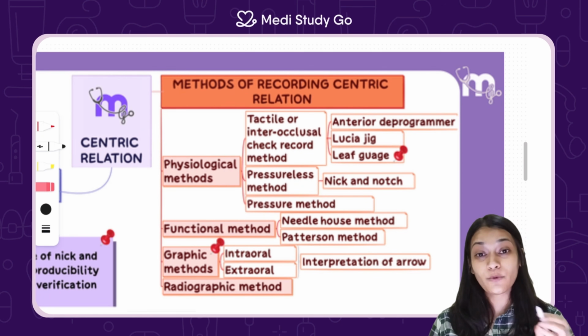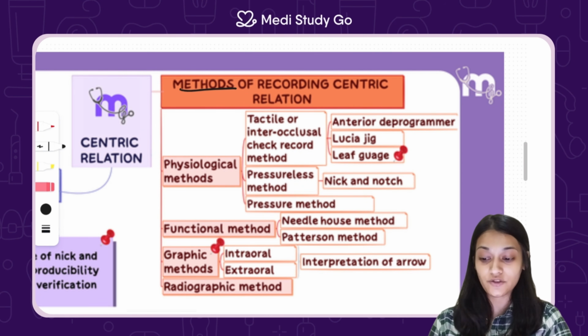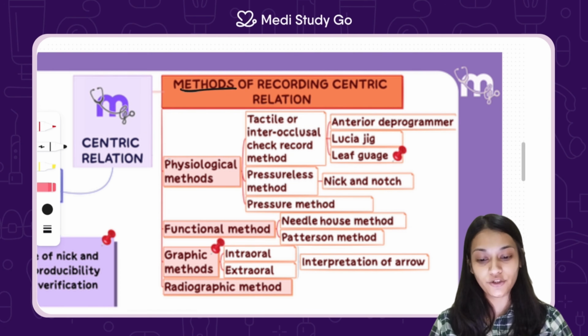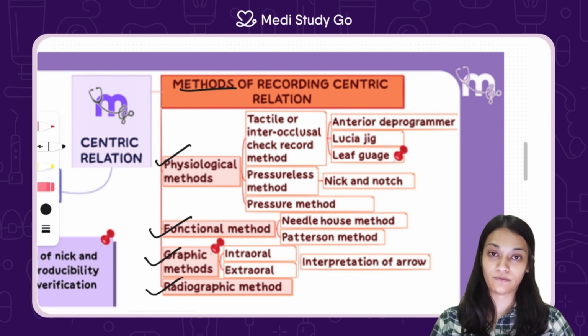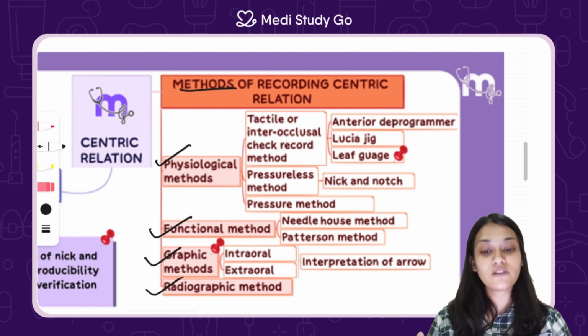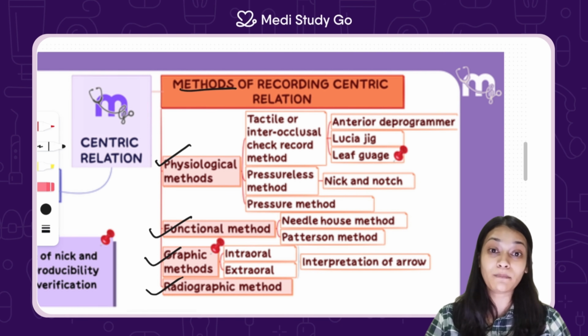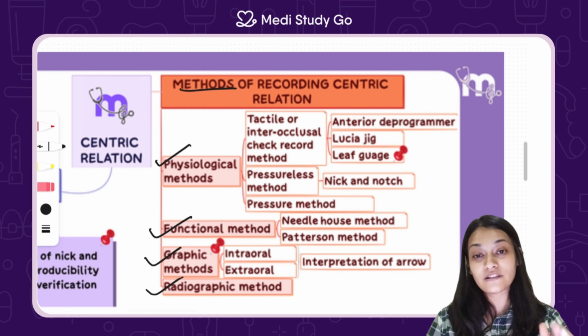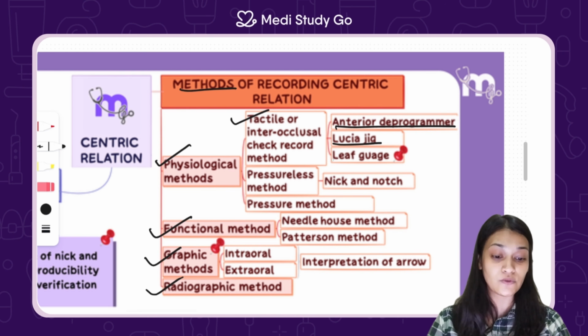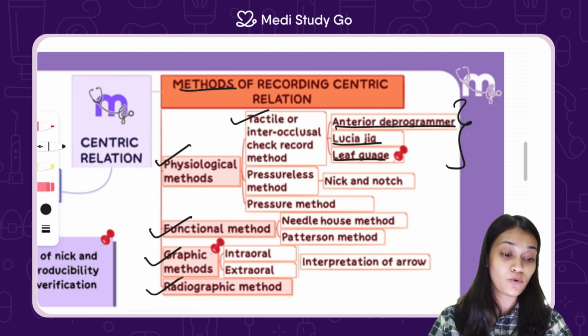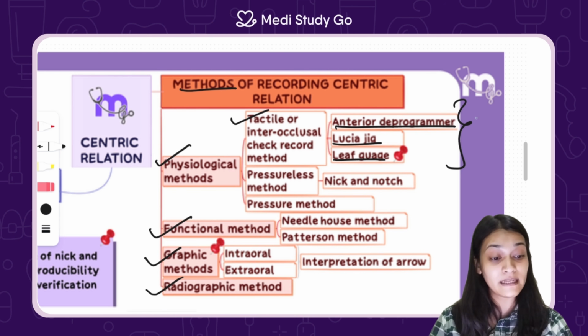So now let's quickly understand what are the methods to record the centric jaw relation. They are divided broadly into 4 types: physiologic, functional, graphic, and radiographic methods. When I talk about physiologic, it is more dependent on the patient's perception and the physiologic positioning. So it is the tactile or interocclusal check record method, wherein I use anterior deprogrammer, Lucia jig, and leaf gauge. These are mostly used in cases wherein we already have existing dentition.